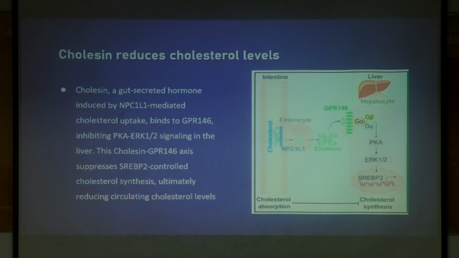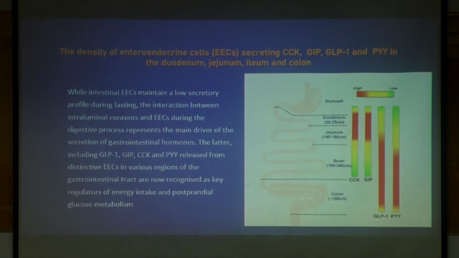A few things about cholecystokinin. It reduces cholesterol levels, and it has a huge impact on the signaling pathway. It suppresses cholesterol synthesis and finally reduces the circulating cholesterol levels. This is a rough schematic explanation of how it acts on the hepatocytes, and finally how it reduces cholesterol absorption, thereby having a role in reducing circulating cholesterol levels.